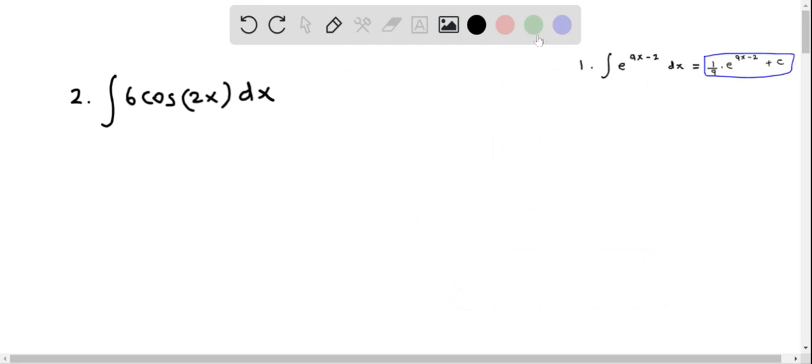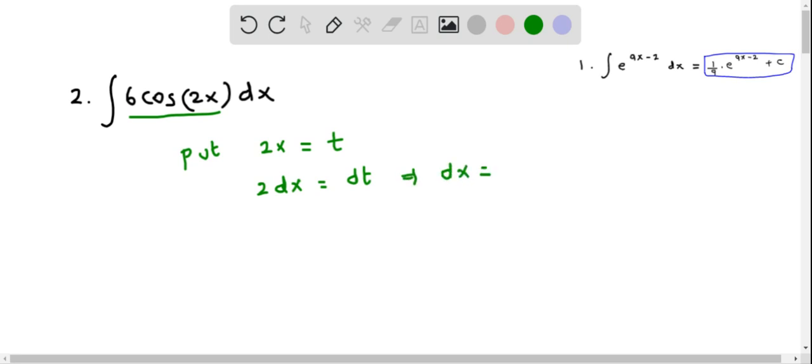Let's do question 2. So here we have to integrate the term 6 times cos of 2x. So once again we can integrate this using the substitution method. So I'm going to put 2x equals, let's say the variable now is t. So I'm going to take differentials on both sides. So this becomes 2 times dx equals dt. From this I can find dx equals dt over 2.